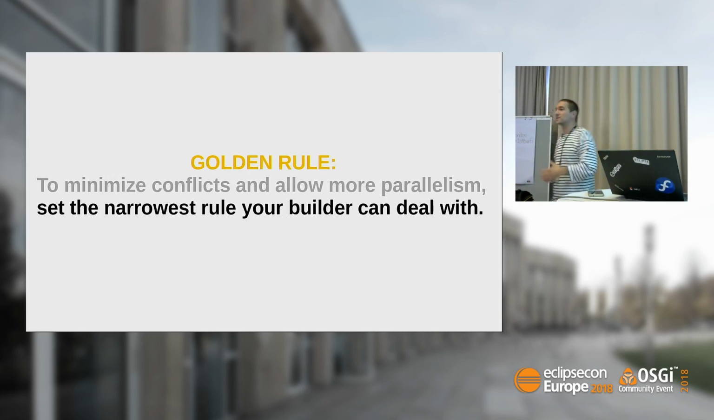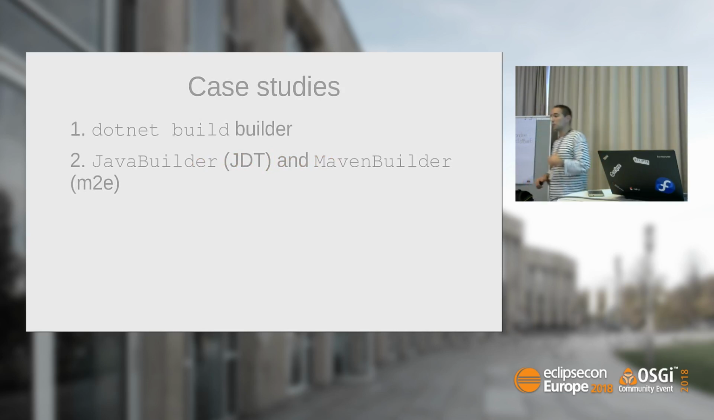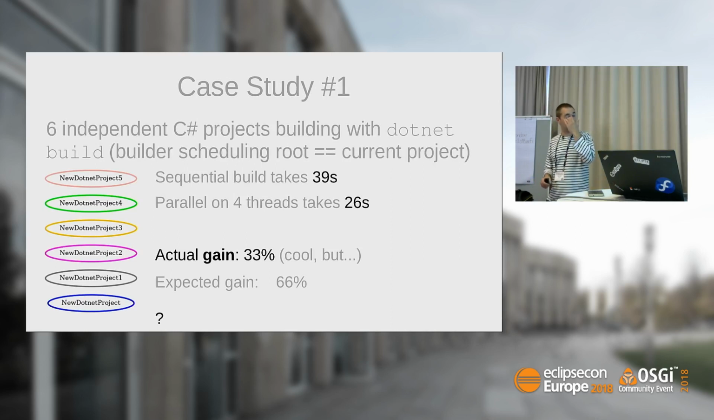So the golden rule is that to minimize conflicts and allow more parallelism, you have to set the narrowest rule your builder can deal with. It's very important. We'll get to two more concrete case studies. The first one is in Acute, the Eclipse Acute C# support for Eclipse IDE. We have a builder which just runs .NET build like you would do by command line. If you're not a .NET user, .NET build is just like Maven, whatever. It's just a command to build stuff.